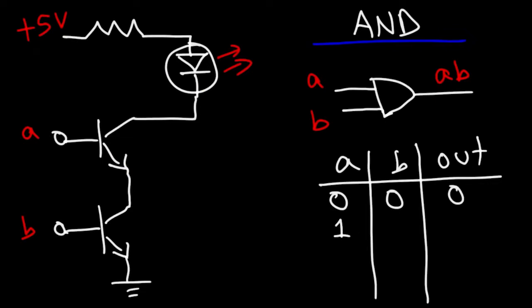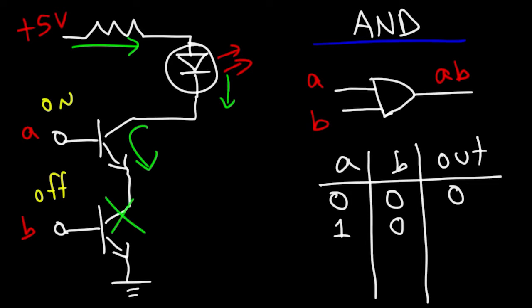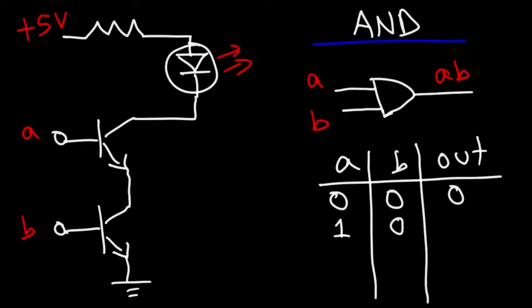Now, what if A is in an on state and B is in an off state? Will the LED be on or off? Current can flow through the resistor, through the LED, and through the first transistor. However, because the second transistor is off, no current can flow through it. So therefore, no current will flow through the LED. So the LED will be in an off state. So we're going to put a 0.